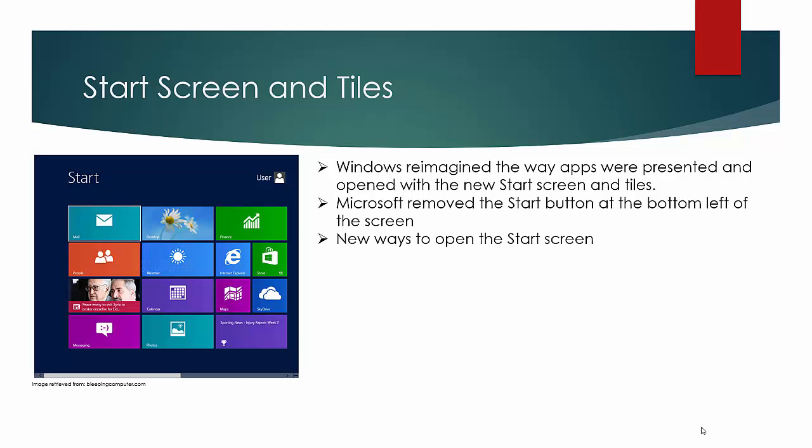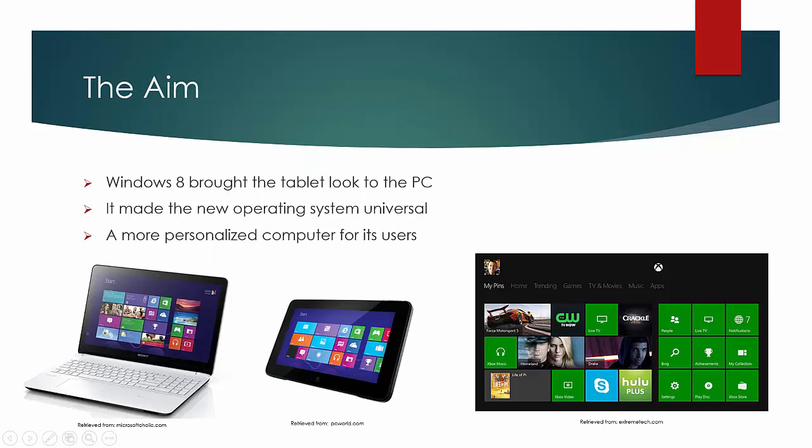Windows reimagined the way that apps were presented and opened with a new Start screen and tiles. Microsoft removed the Start button at the bottom left of the screen, which doesn't seem like a huge difference but ended up being significant. So by removing the Start button, new ways to access apps were created. Pressing the Windows key, pointing the mouse to the right and selecting Start, or pointing the mouse to the bottom left of the screen and clicking the Start image when it appears. There are other ways to open the apps, but these are the most common ways.